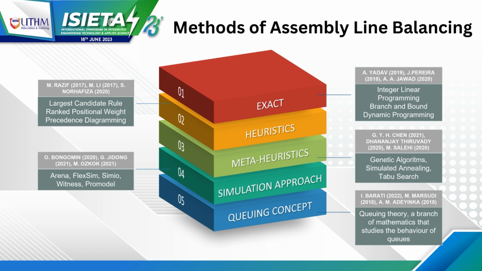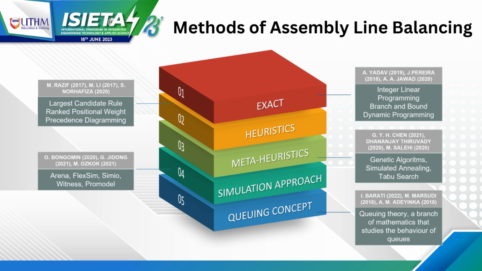Next is heuristic method. Heuristic methods are problem-solving techniques that use rules of thumb or practical experience to solve production line balancing problems. These methods are based on practical knowledge and experience rather than mathematical models or algorithms. The third method is meta-heuristic. Meta-heuristic methods are problem-solving techniques used to find high-quality solutions to complex optimization problems. Meta-heuristic methods work by generating a set of candidate solutions and then using an iterative process to improve on those solutions until an optimal solution is found.